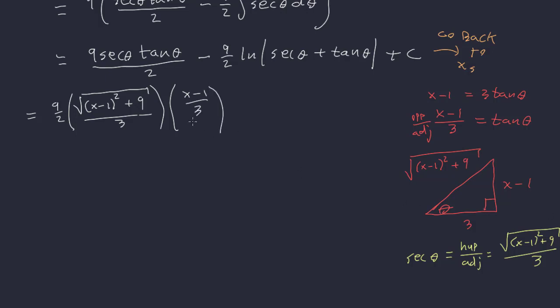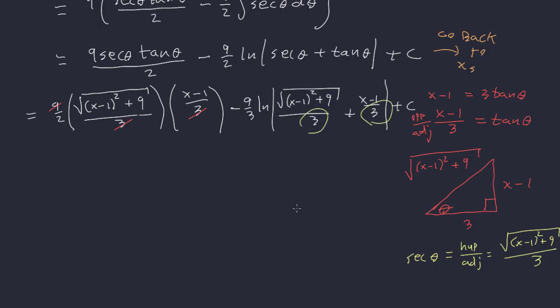So these two 3's will cancel with that 9. That's nice. Then it'll be 9 halves natural log absolute value of this square root stuff over 3 plus the tangent, which is x minus 1 over 3, absolute value plus c. And we're going to do what we did in the last lecture, where we have the same denominator in the ln. What we can do is basically just drop all that and get this.